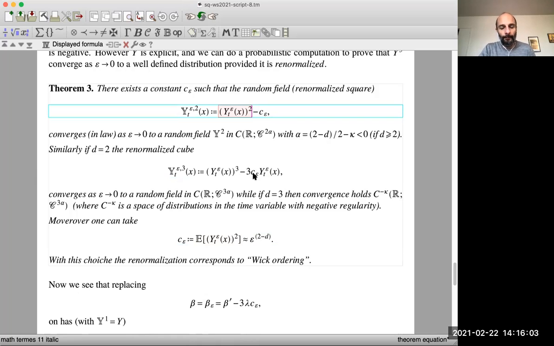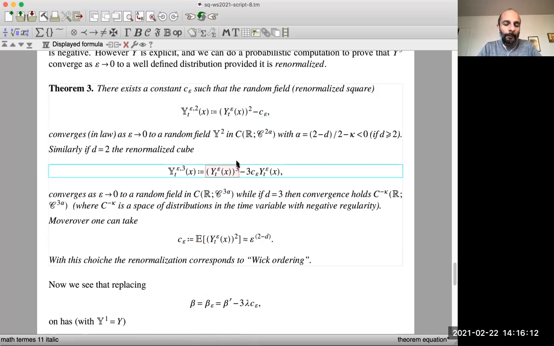And for the cube, it's similar. You always subtract the same constant. The square of x, y, this is the covariance. These are Gaussian random variables, so all the relevant information is contained in the covariance.